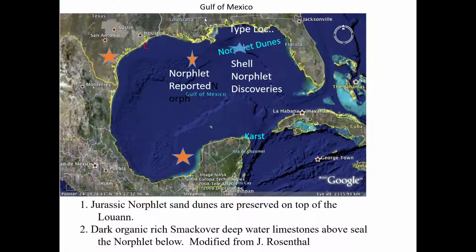We've got the new shell and now total discoveries out here. Big fields. And we have some reports that there's a Norphlet in here. I'll discuss that. This is Balam, which is a Mexican field. It's producing oil from dunes, dune sands, different names, but dune sands.